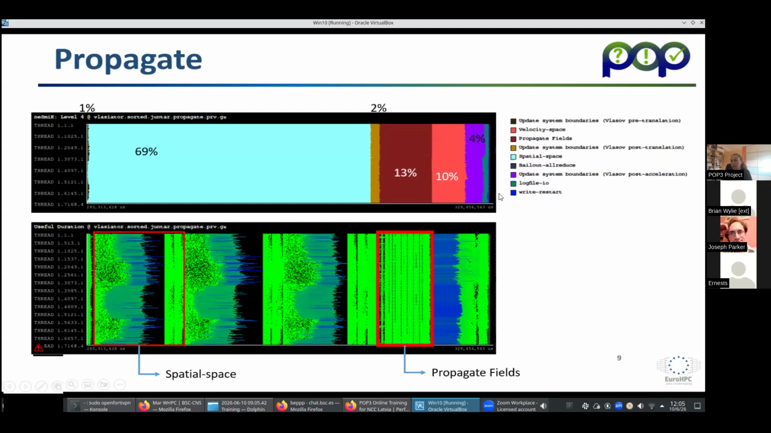We are able to visualize it and check the structure of what we were seeing before. This is the structure of that small part. We see that there's a long part that is the spatial space, this blue. Then we have the propagate fields, which is this part here, the velocity space here, and the update system here. And we are able to see how much time of the iteration each one of these regions represents.